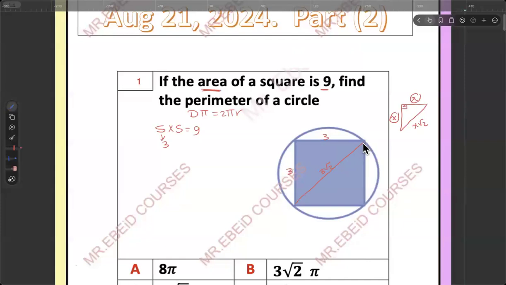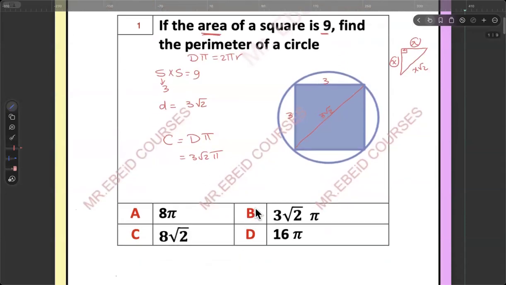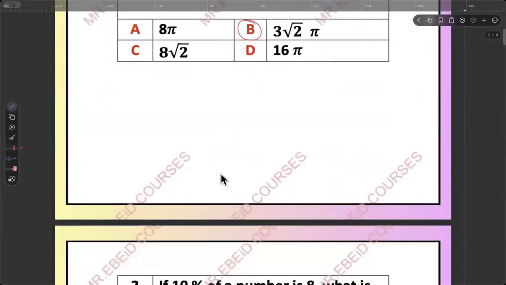Now, as we said before, the diagonal is the same as the diameter. So we have the diameter length equals what? Equals 3 radical 2. So we can find the circumference. As you know, the circumference formula is diameter times pi. So it will be 3 root 2 times pi. So the answer is B. Let's move to the next question.